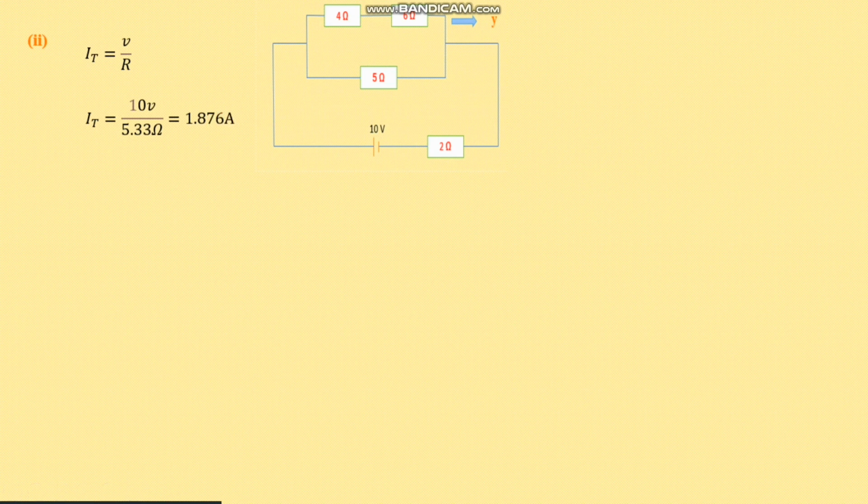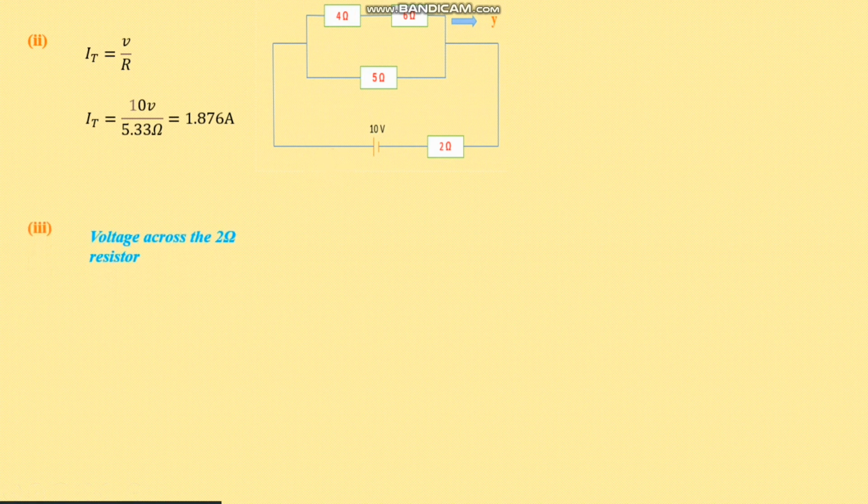Remember, current is measured in amperes, and there are some other sub-units of current. One of the most known is milliamperes. So 1.876 amperes is the total current passing through the entire circuit.